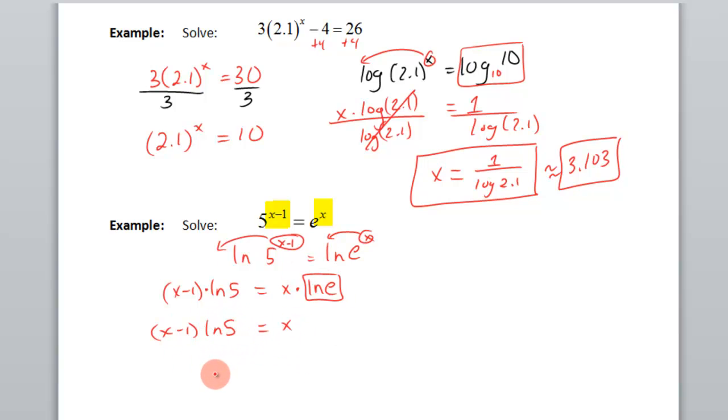All right, then over here, look, I have x and x. Well, I need to solve for x, so I can't have x in terms of x. I've got to get them together. So what I need to do is distribute this natural log of 5. I need to take the whole thing and distribute it here and here. Okay? So it's x times the natural log of 5.